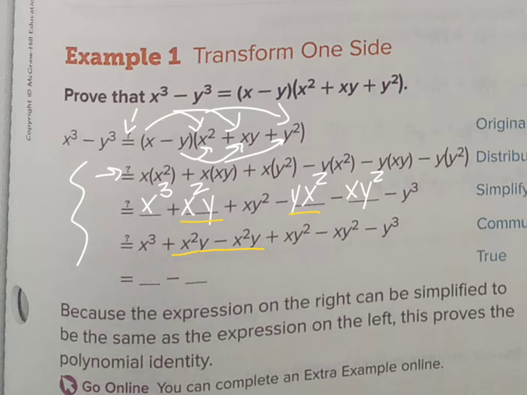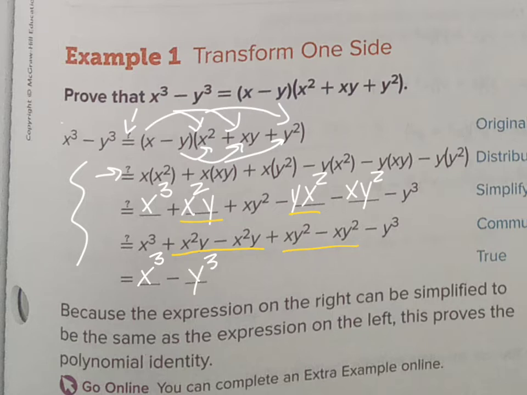X squared y minus x squared y. Okay, and so then we're combining these like terms. Notice that both of them cancel out, they're gone. And so then we're down to x cubed minus y cubed.